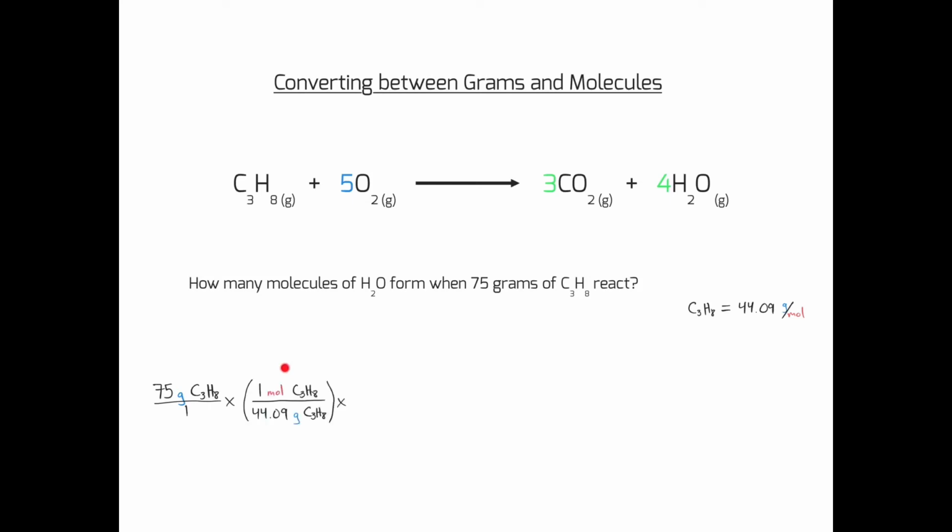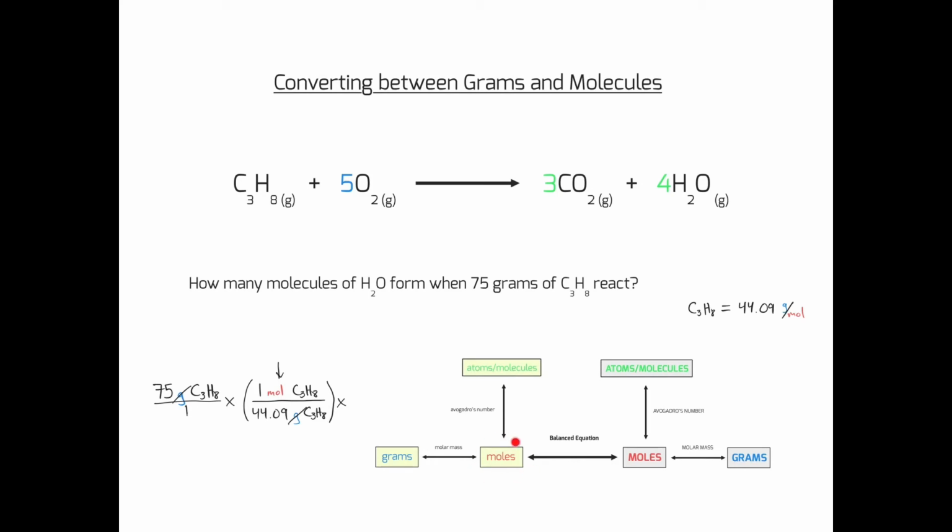So we set up our conversion factor, making sure that our units cancel. So we have grams of C3H8 on the bottom, grams of C3H8 on the top. So those units are going to cancel. And what we're left with then is moles of C3H8. So now we're at this point on the diagram, and we can see that our next step is going to be to use the balanced equation to convert from moles of C3H8 to moles of H2O.